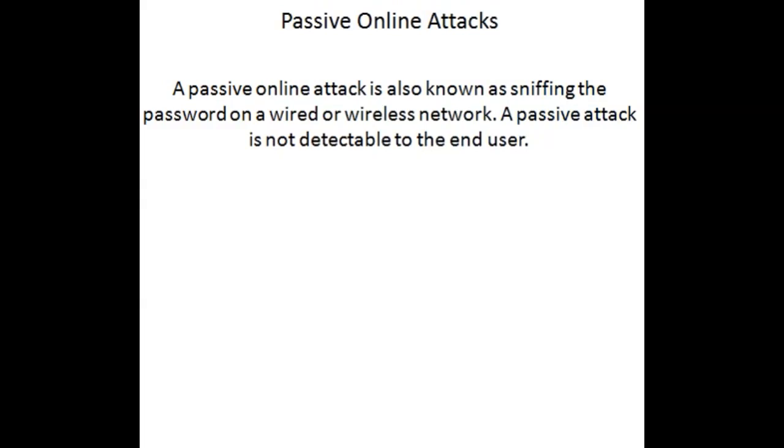Active online attacks. The easiest way to gain administrator level access to a system is to guess a simple password, assuming the administrator used a simple password. Password guessing is an active online attack. It relies on the human factor involved in password creation and only works on weak passwords.